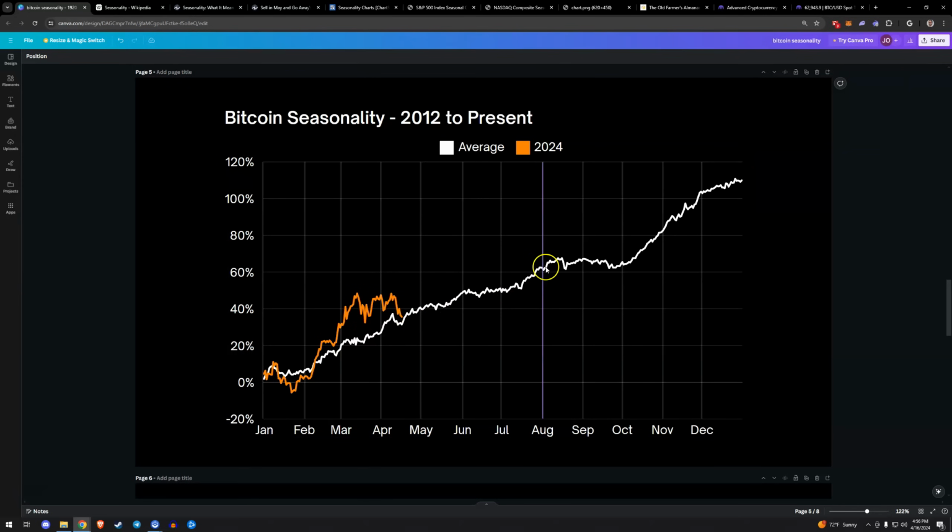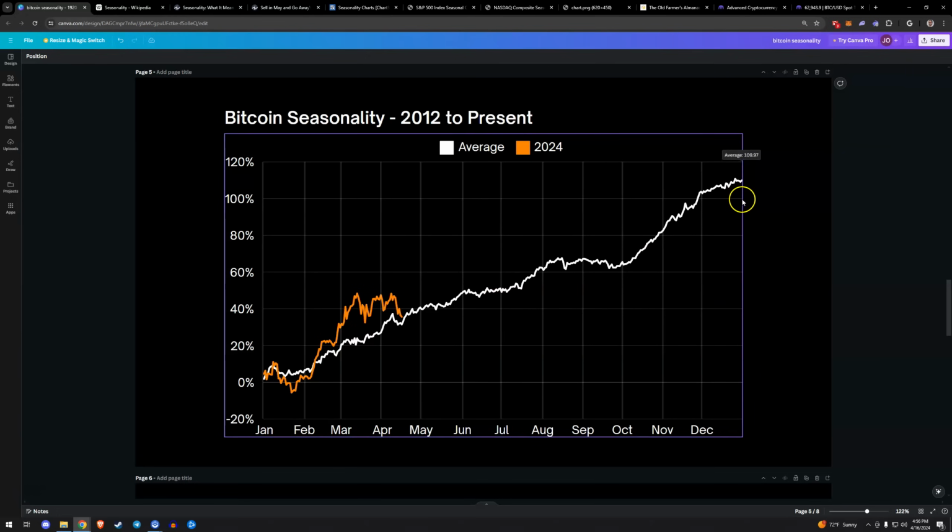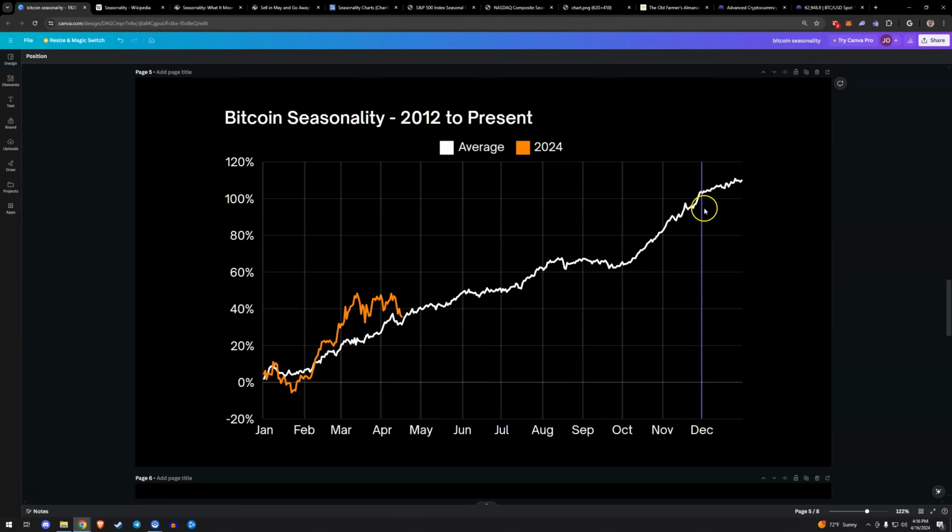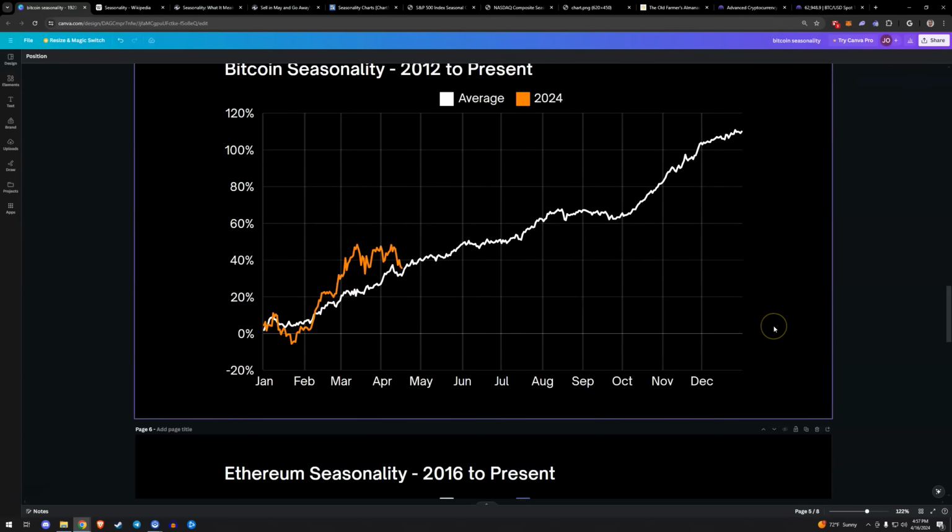May to August, generally pretty good. A little bump in the road in June. And then again, October, I mean, that's where you want to be. October to December is historically where a lot of the action happens towards the end of the year for Bitcoin.